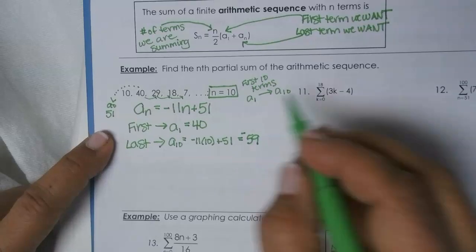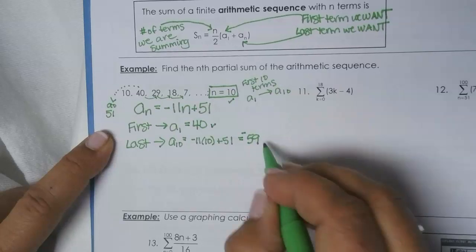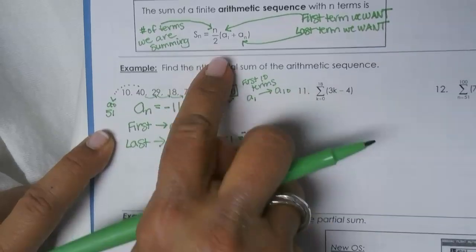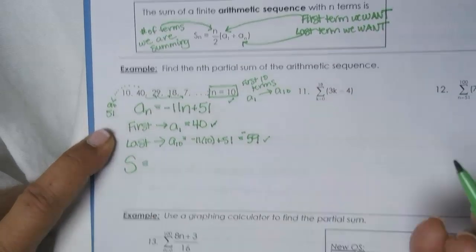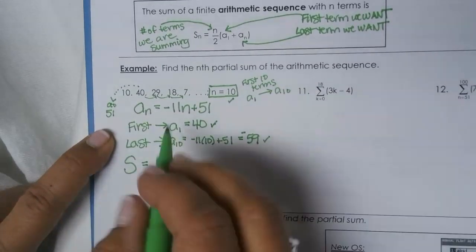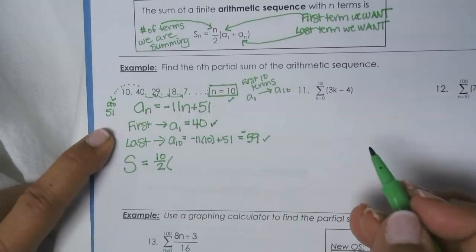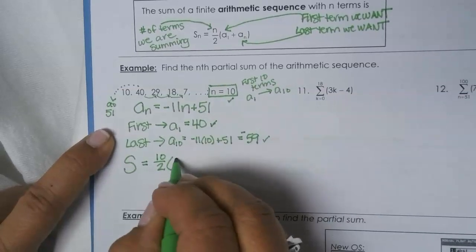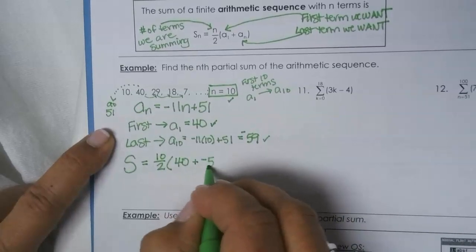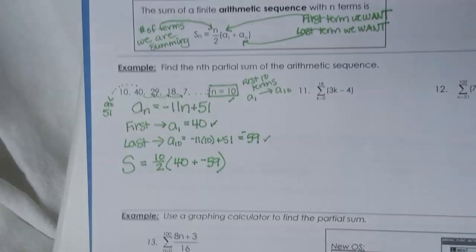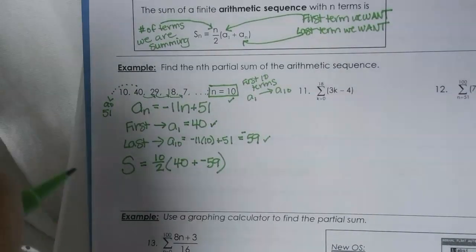Now that we have n, our first term and our last term, we can put it into this formula. I don't usually write s sub n, I just put s equals, to be honest. And then I'm going to take n, which is 10 over 2, times the first term, which is 40, plus the last term, which is negative 59. Okay? And then you can just put that in your calculator.